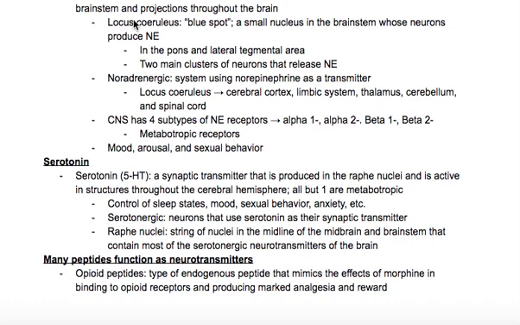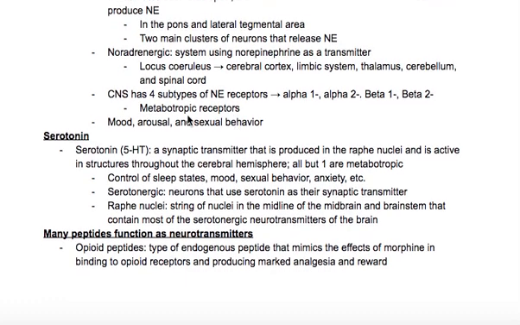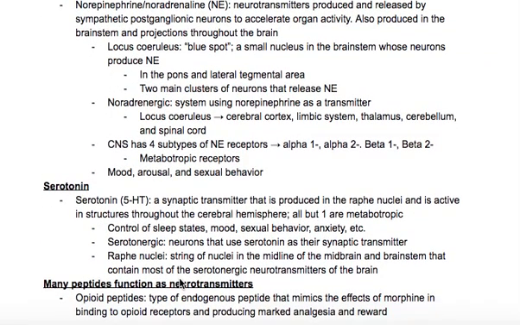The way that the locus coeruleus affects the rest of the brain is that it produces norepinephrine to affect the cerebral cortex, limbic system, thalamus, cerebellum, and the spinal cord. The central nervous system has 4 subtypes of norepinephrine receptors. These can be either alpha 1, alpha 2, beta 1, or beta 2, and all of these are metabotropic receptors, so they're pretty slow. Lastly, norepinephrine is important in mood, arousal, and sexual behavior.